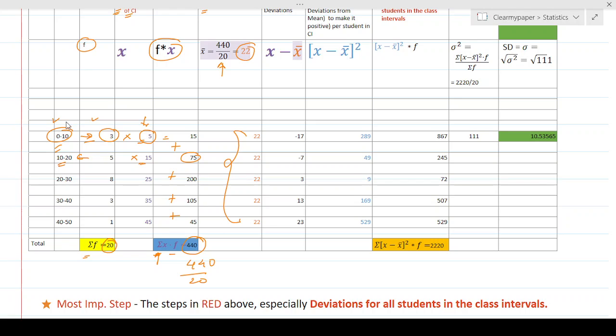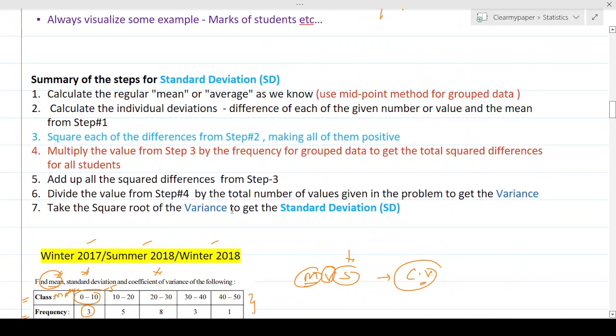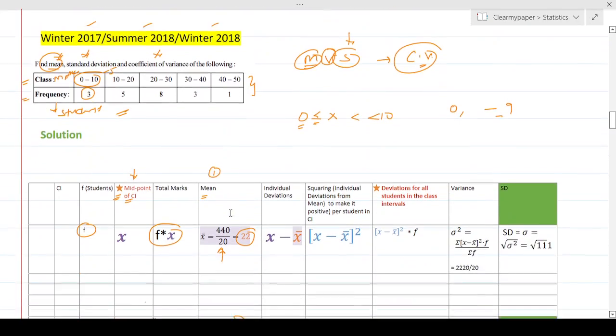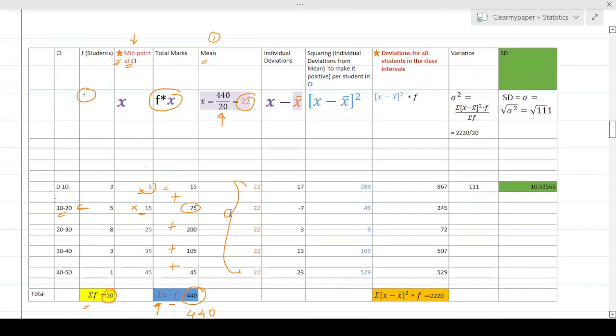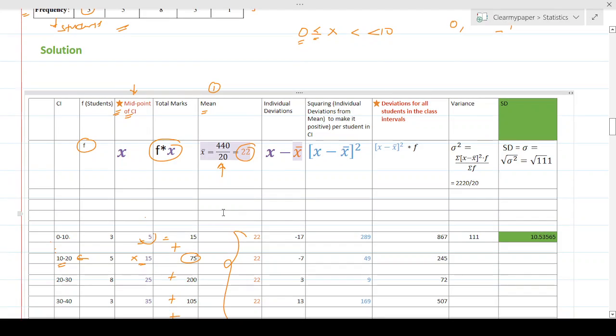Okay, so that's my first step. So I've got my first step, and if you see here in the rules that I put, that's my first step. Okay, see here the rules. Calculate the regular mean or average, as we know, using the midpoint method. Okay, so that's my first step for group data. I've completed this. The next step is I'm going to calculate the individual deviations, because we need to calculate the standard deviation. So for that, we need to do the individual deviation.